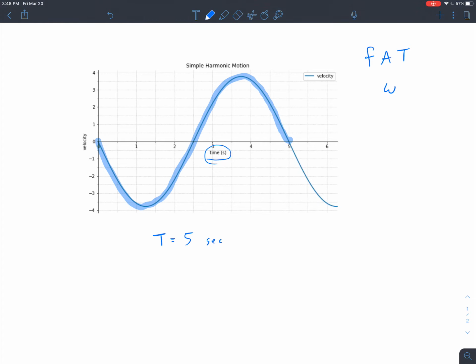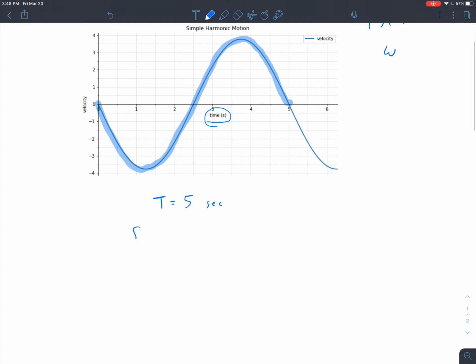And from that relation, we know that frequency is 1 over the period, which is just 1 over 5, 0.2 hertz. And omega is 2 pi f, which equals 2 pi over 5 radians per second. Okay, that was all pretty easy.